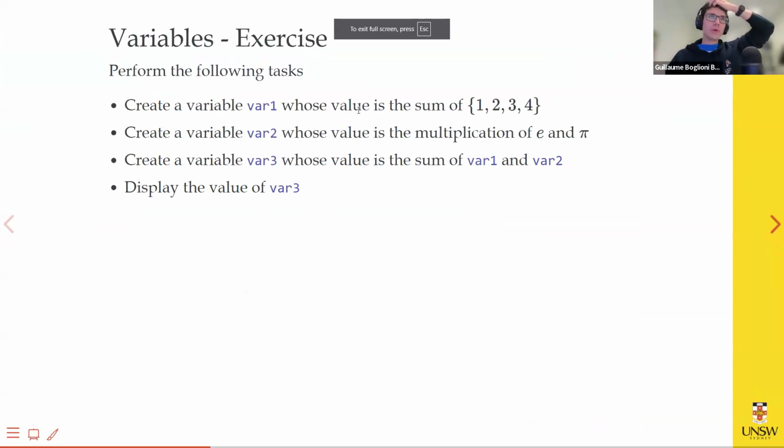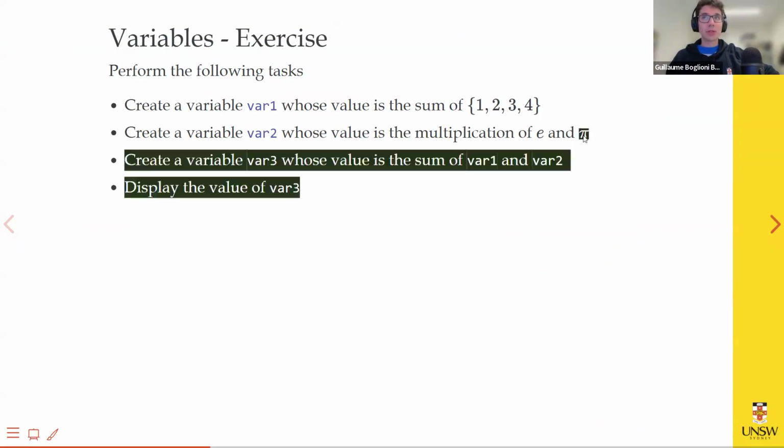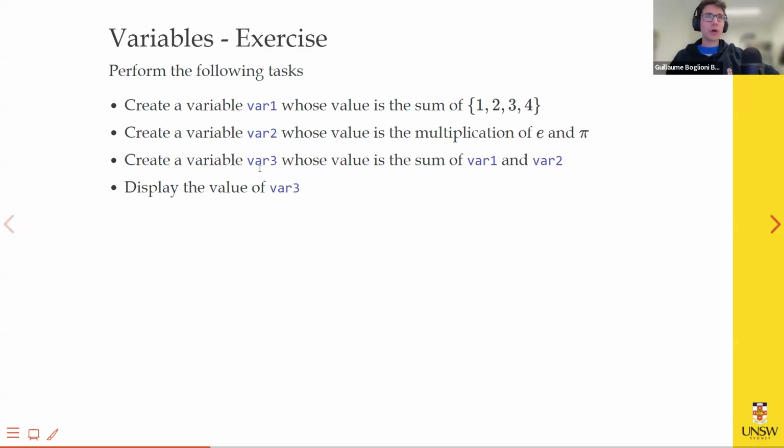Now, a little exercise for you. Perform the following tasks. Create a variable with the name var1, whose value is the sum of 1, 2, 3, 4. Create a variable var2, whose value is the multiplication of the constant e and the constant pi. Create a variable var3, whose value is the sum of var1 and var2. Display the value of var3. I think that's simple enough. You can try it out for yourself in your lab exercise space.